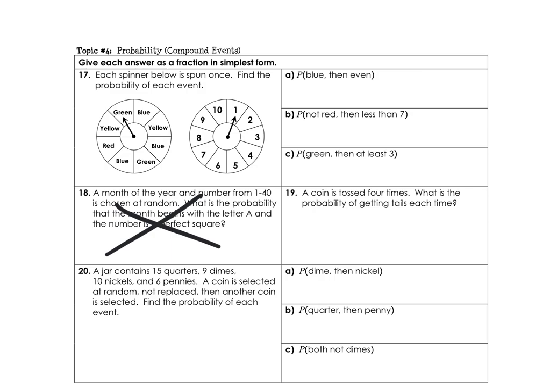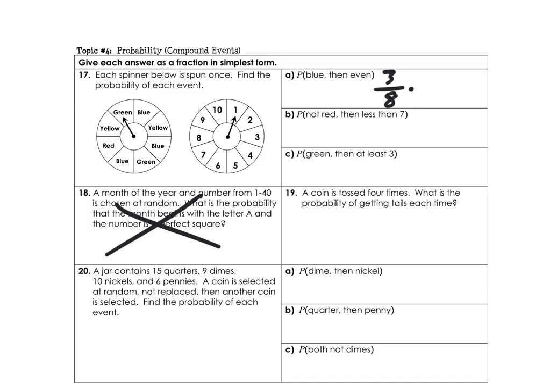This one, we are doing both events. We're going to spin a blue, and then we're going to spin an even. So we're going to spin the first spinner first. What's the probability that my spinner lands on blue for that first spinner? 3 out of 8. Yep, 8 sections, 3 of them are blue. So that would be 3 out of 8.